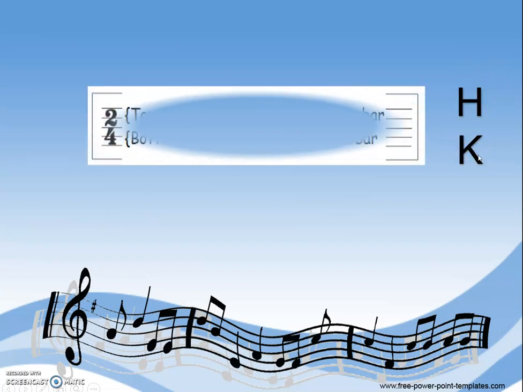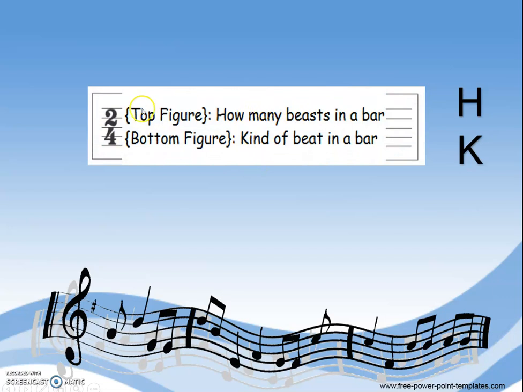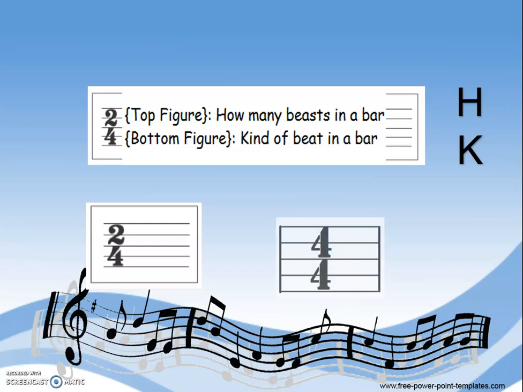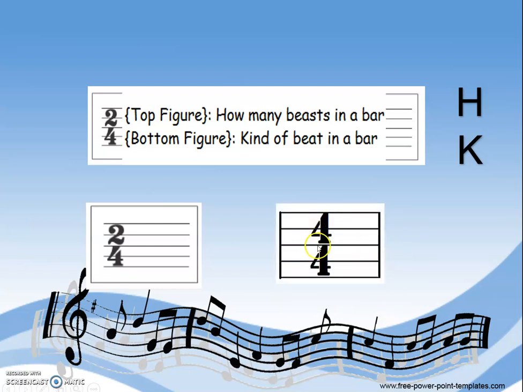Remember, a time signature has 2 figures placed above each other. The top figure tells us how many beats are in a bar, while the bottom figure tells us the kind of beats in a bar. For instance, the last one was 4 4, like this one. The one we just saw was 4 4. The top figure is telling us that there are 4 beats, while the 4 under is representing crotchet beats. So we have 4 crotchet beats in a bar.